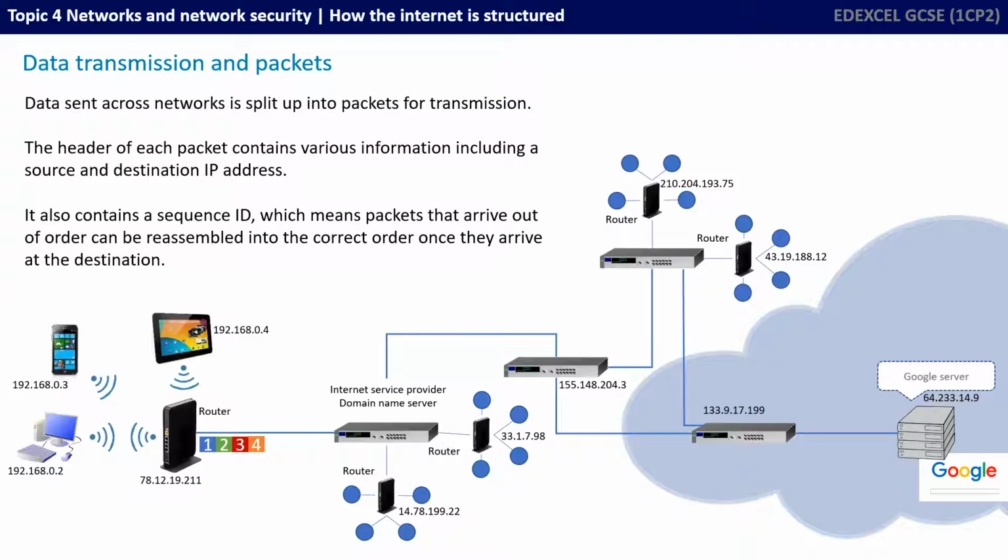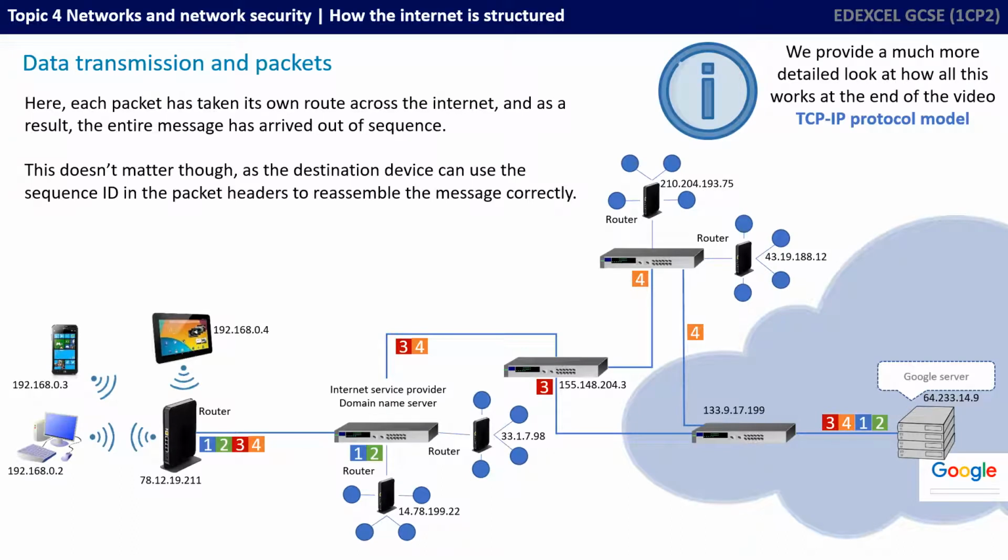For example, here we can see the router in the bottom left is sending a message made up of 4 packets, and we've sequenced them with the IDs 1, 2, 3 and 4. This means the packets can be reassembled into the correct order once they arrive at the destination.